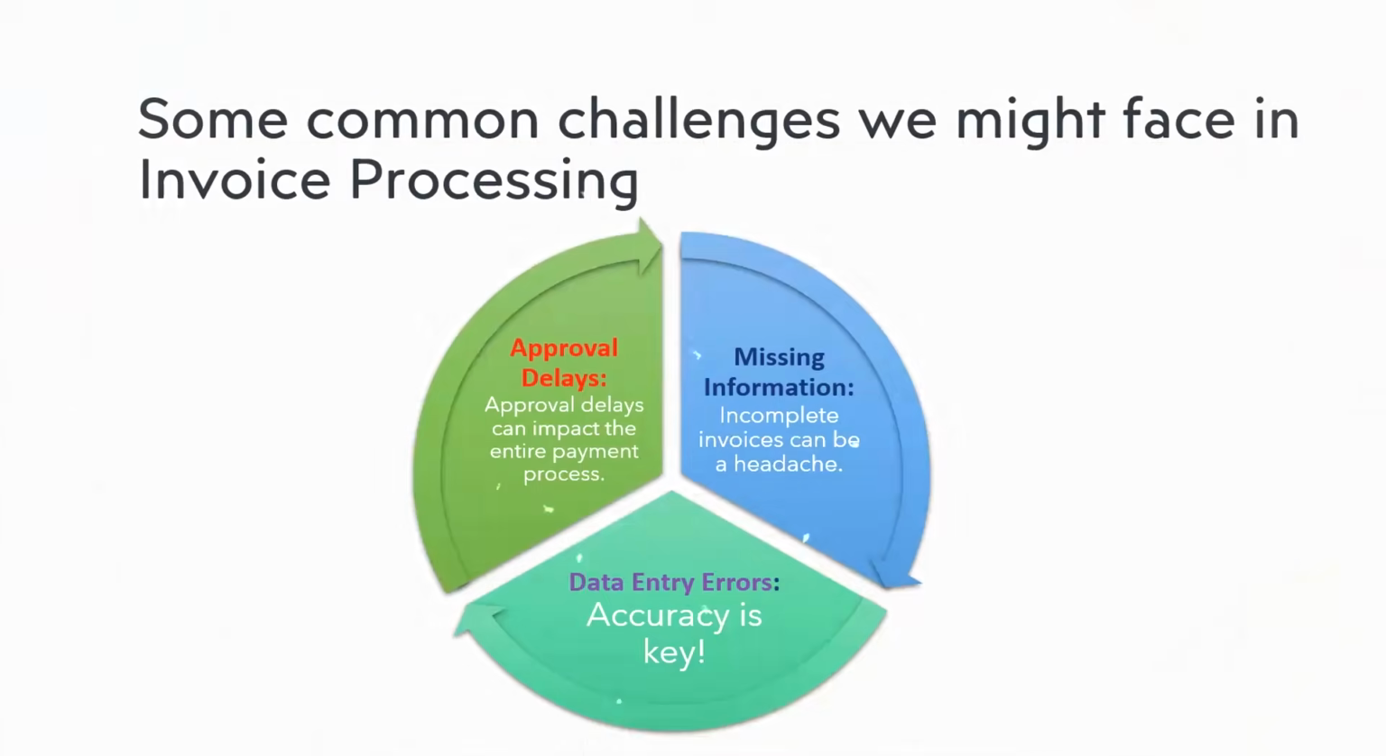And lastly, we can face issues related to data entry errors. Accuracy is the key for a successful invoice processing process. Companies measure first pass yield, invoices where we don't have any kind of typo errors or any other errors which can cause delay of the invoice process. So these are the three major categories of challenges which we might face in our invoice processing process.